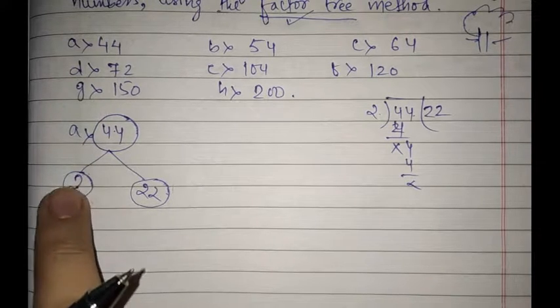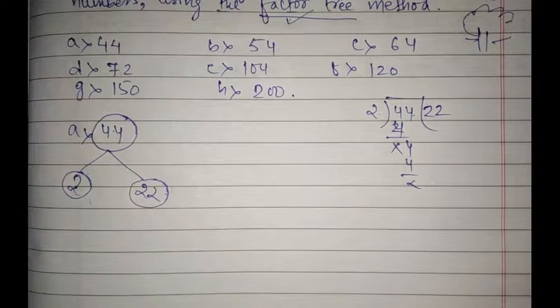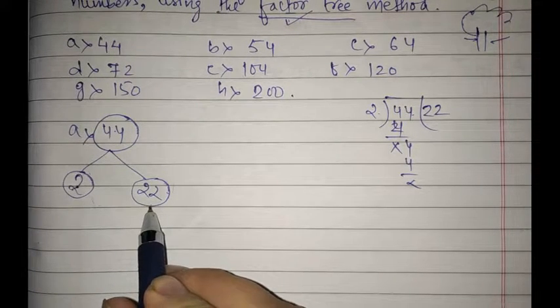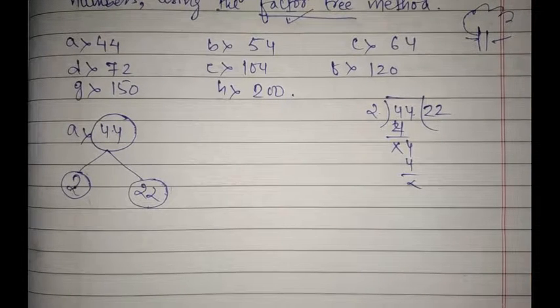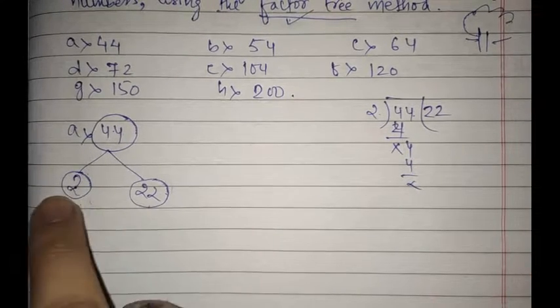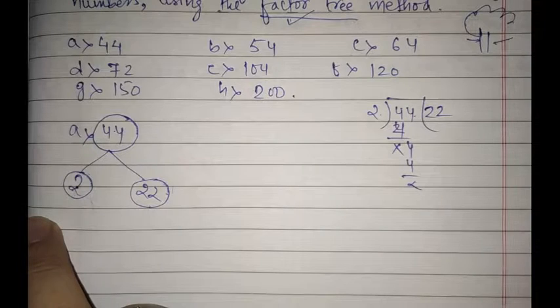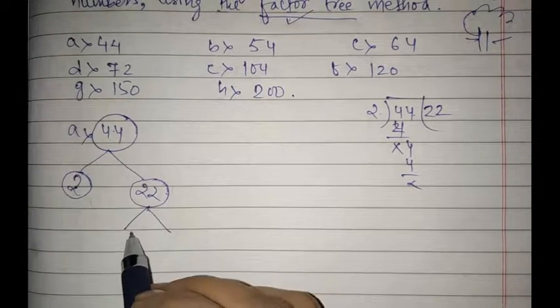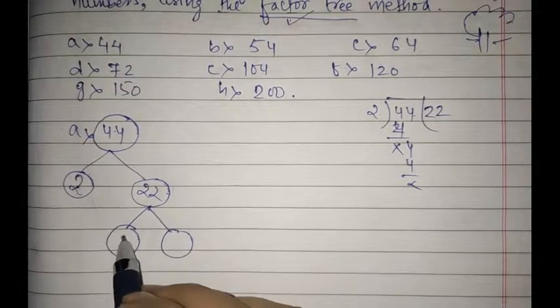Now you cannot expand 2, because 2 has only its own factor. 2 is a prime number, so we cannot have more factors for it. But 22 has more factors because it is a composite number. So for 22 we can make a tree, that is 2 into 11.